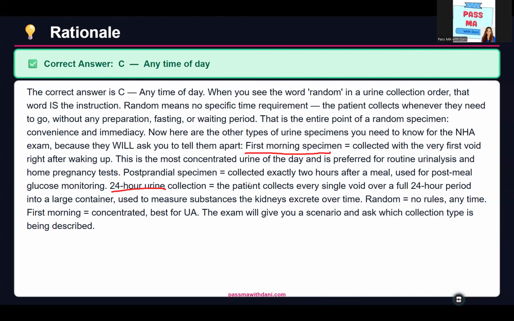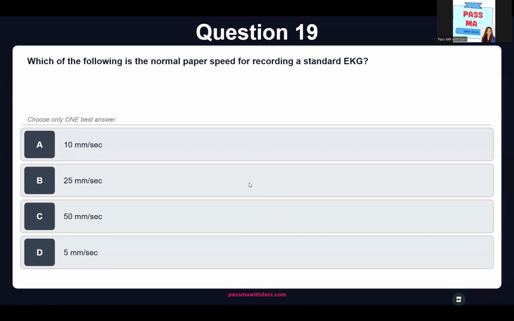All right, next question. Number 19. Which of the following is the normal paper speed for recording a standard EKG? Is it A, 10 millimeters per second, B, 25 millimeters per second, C, 50 millimeters per second, or D, 5 millimeters per second? Normal paper speed for recording a standard 12-lead EKG.